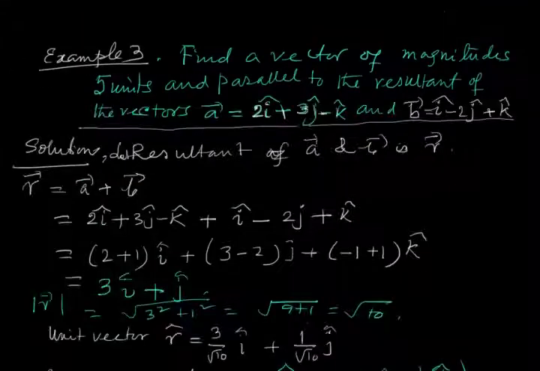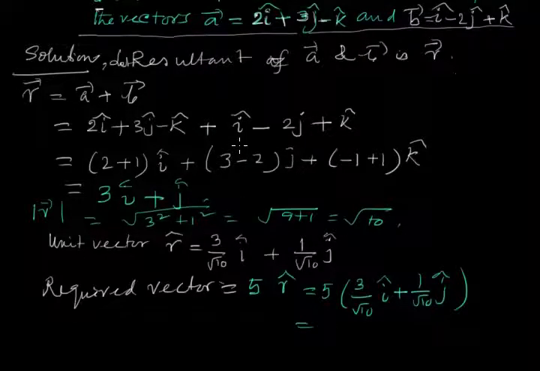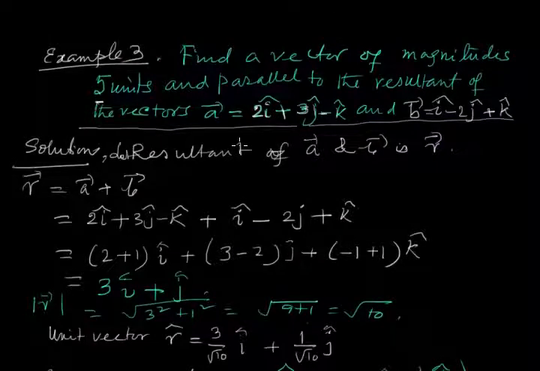Now the next sum is find a vector of magnitude 5 units parallel to the resultant of the vectors a and b. First, we'll find the resultant of two vectors. Resultant of two vectors means the sum of the vectors. So we are considering resultant of two vectors A and B is R. So R is equal to vector A plus vector B.